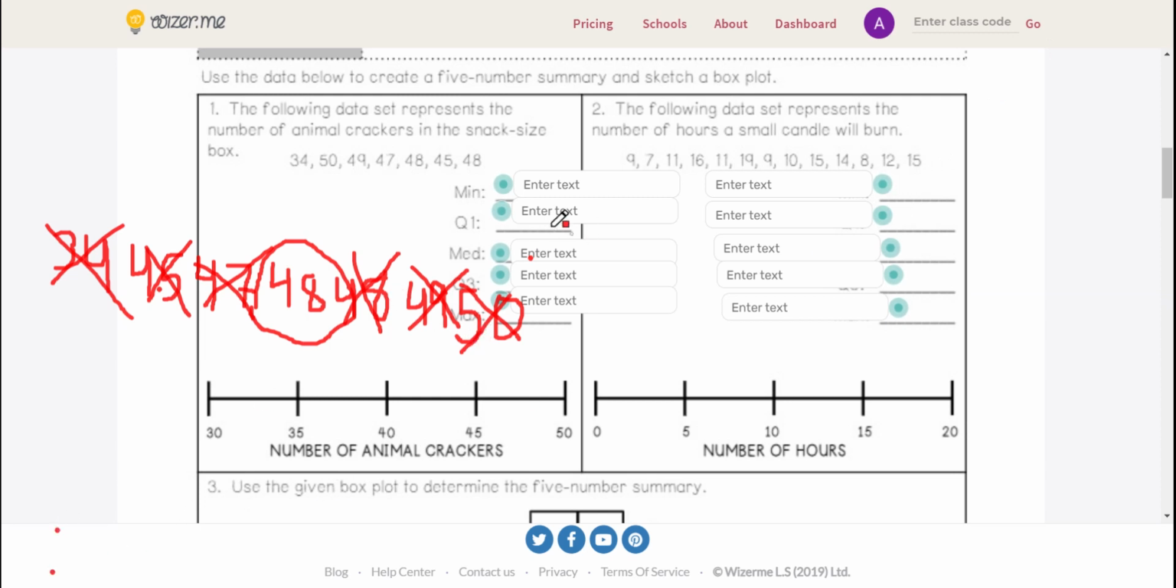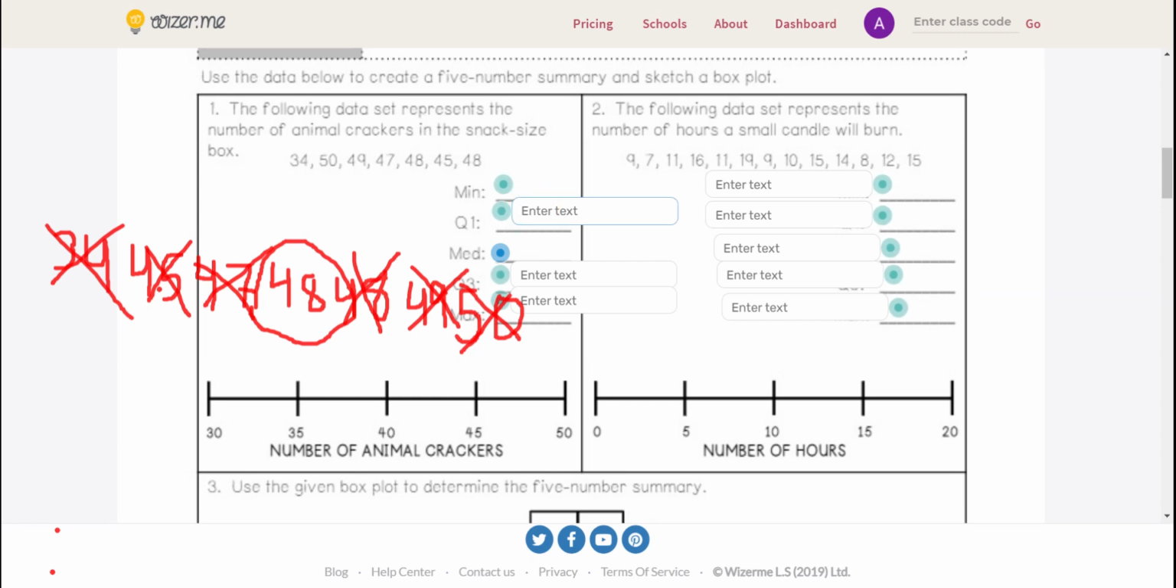Okay. Well, 48 is your median. Okay, so the median is 48. The minimum number is your smallest number in your data set, right? Which would be 34.